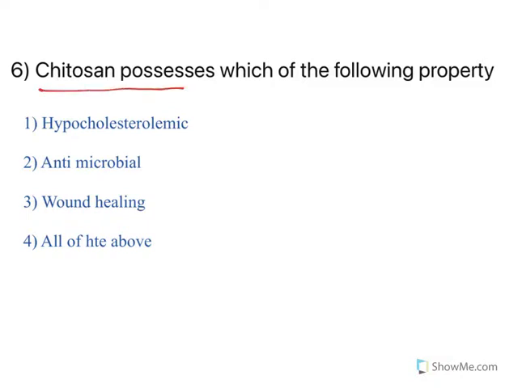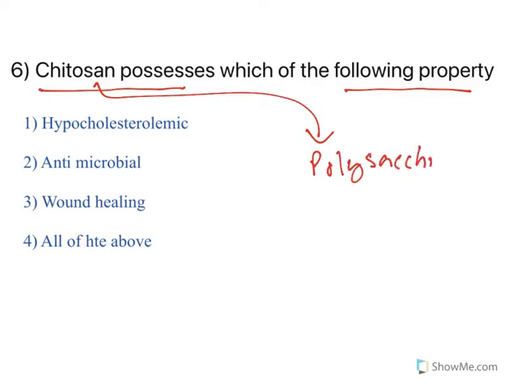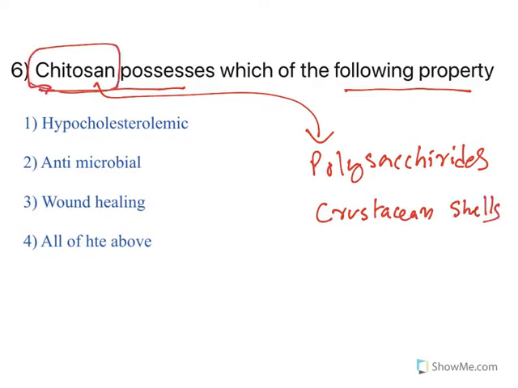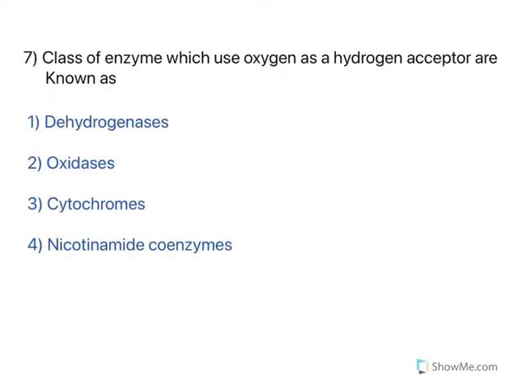Now, chitosan possesses which of the following properties? Chitosan is a linear polysaccharide. Saccharide means sugar molecule. So, chitosan is a linear polysaccharide. It is obtained from crustacean shells like lobsters and crabs. The shell contains chitosan. Now, chitosan has been found to have lipid lowering or cholesterol lowering effect, antimicrobial and wound healing properties. So, the answer is it has all the above properties. So, that is about chitosan. The answer is all the above. Moving to the next one.